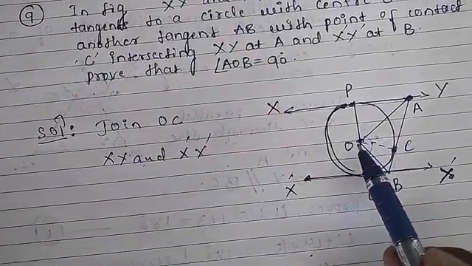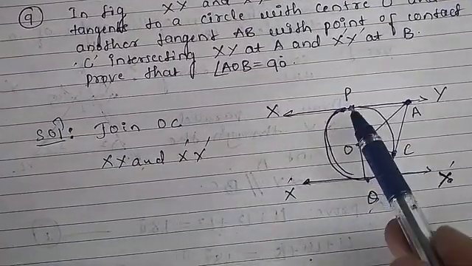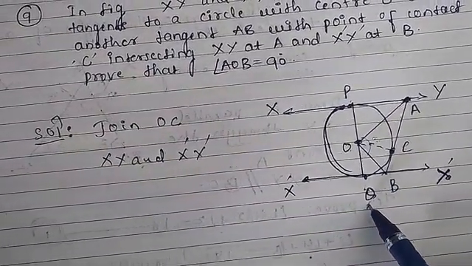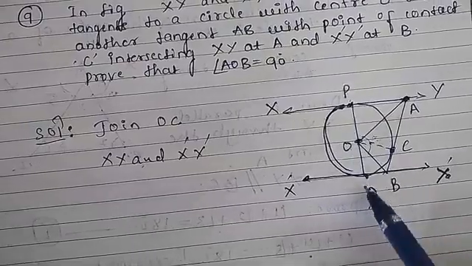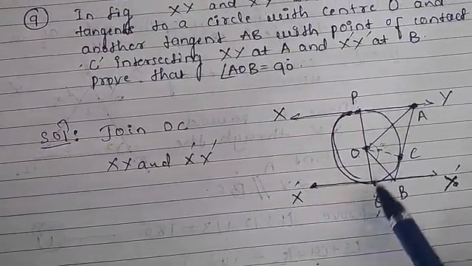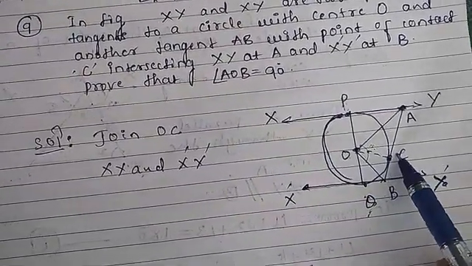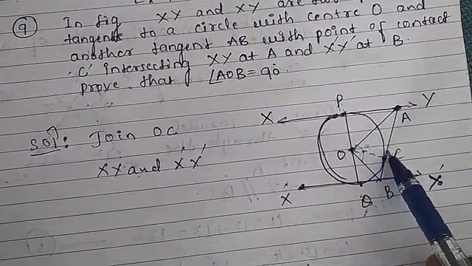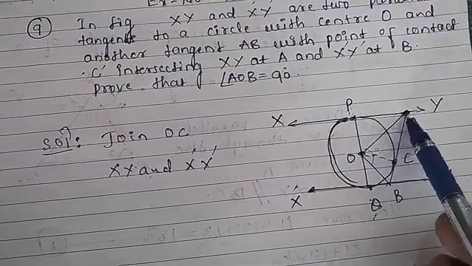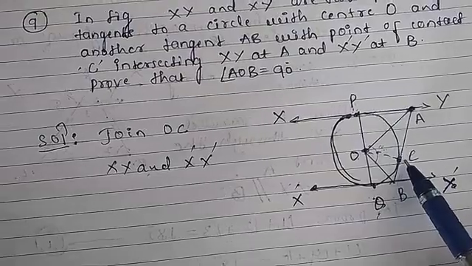Now with O as the center, what about PQ? Yes, PQ is the diameter. Then PO and OQ are the radius. The diameter is 2 times the radius, so PO is equal to OQ. Then what about PA and AC? These two are tangents, correct? The tangents drawn from an external point to a circle are equal. We learned that in the previous class. So PA is equal to AC.